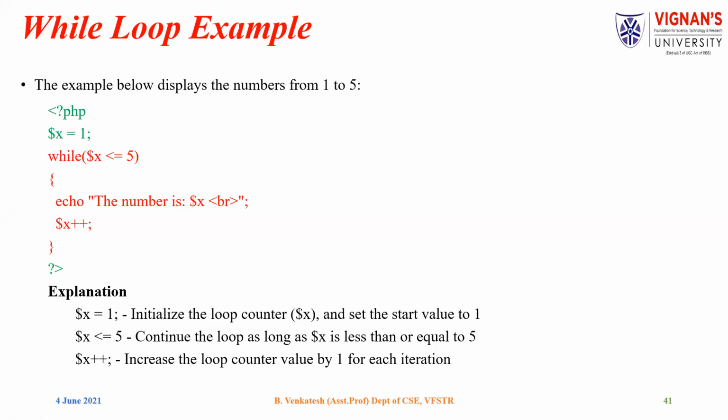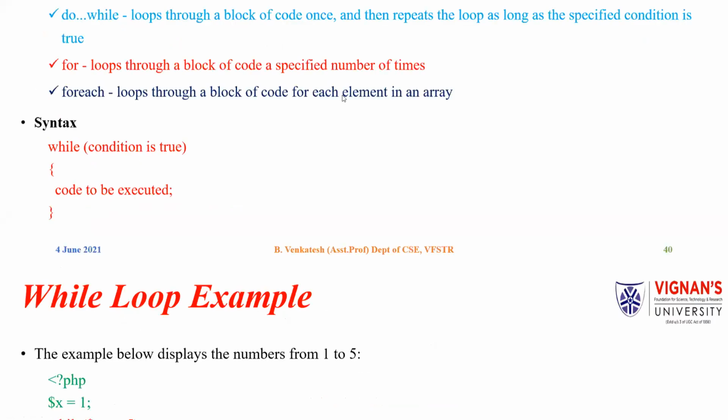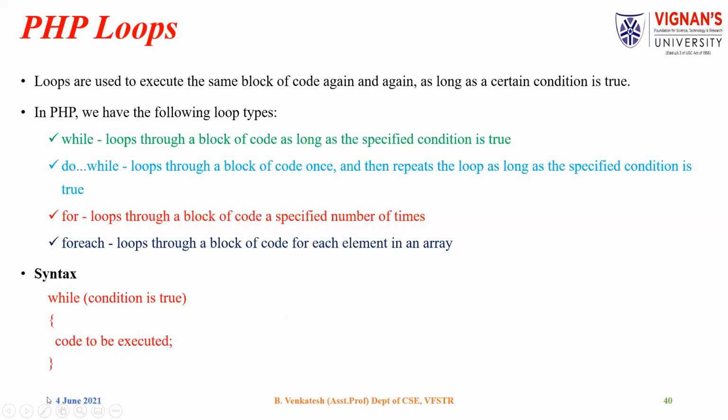So, an example for the while loop. The syntax for a while loop is: if the while condition is true, then a particular set of statements is going to be executed. That set of statements will execute n number of times until the condition fails. This block of statements keeps on executing if the condition is true. If the condition is false, it will come out of the while loop.